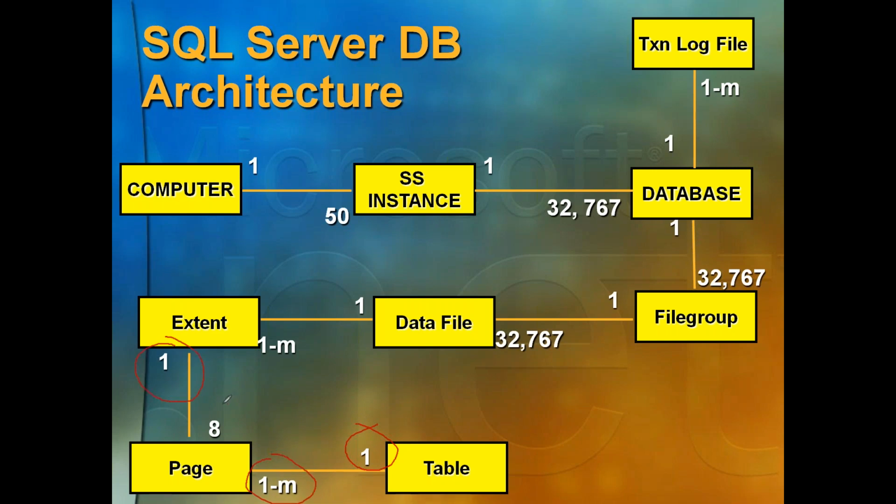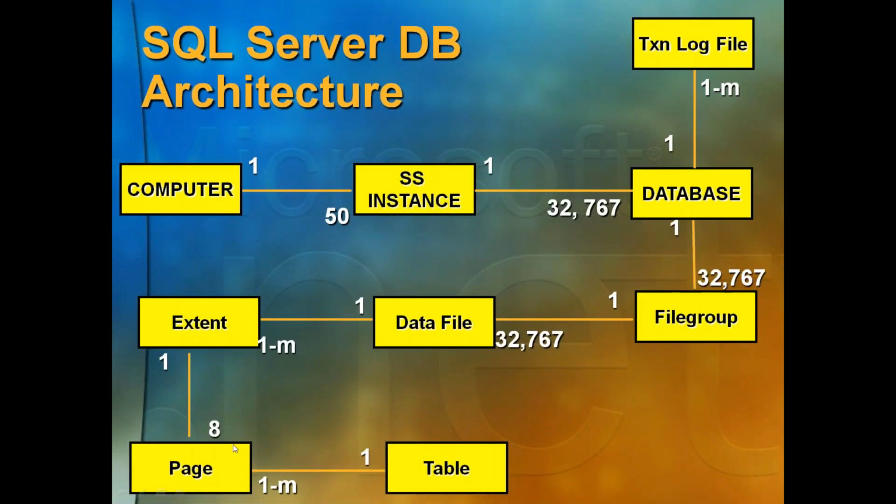One extent is called 8 pages, and one data file can have many extents. What is an extent? 8 pages are called one extent. So like that, you should be able to understand very easily. Am I clear? So one table's data is occupying pages. One page belongs to one extent, and this extent belongs to a data file, which belongs to a file group, which is part of a database belonging to SQL Server available in your computer.